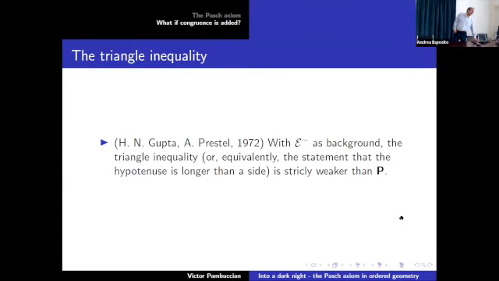Gupta and Prestel in '72 showed that the triangle inequality, or equivalently the statement that the hypotenuse is longer than the side, is strictly weaker than the Pasch axiom.